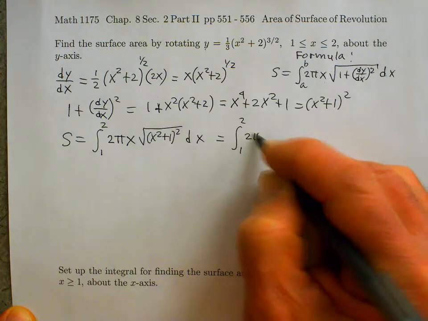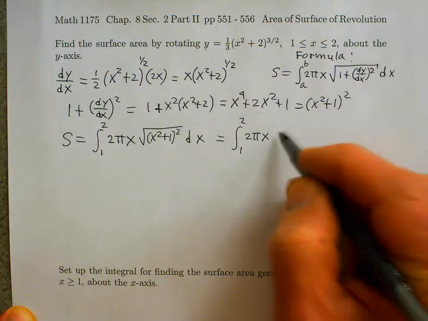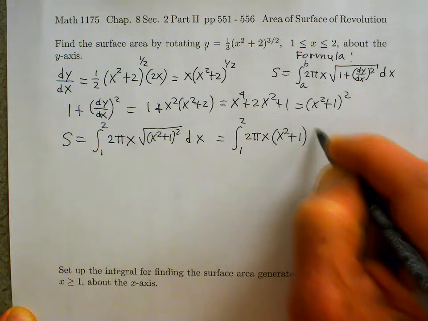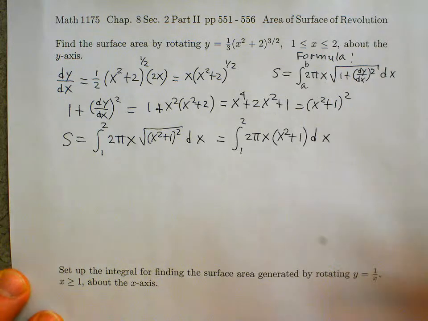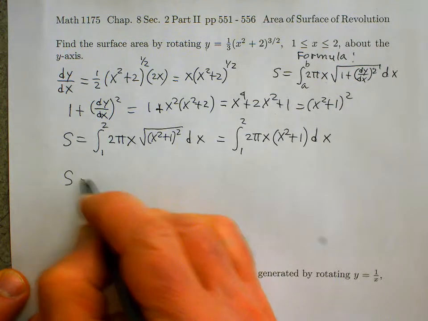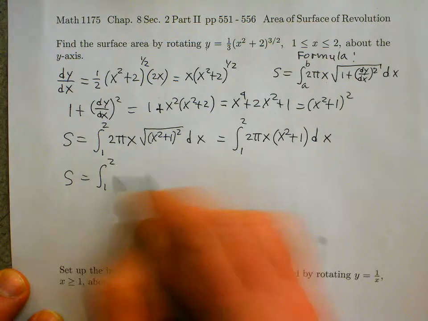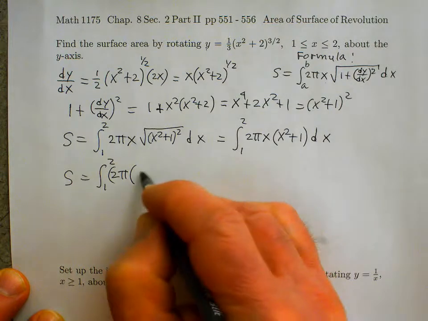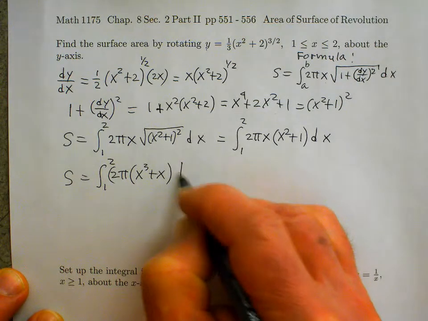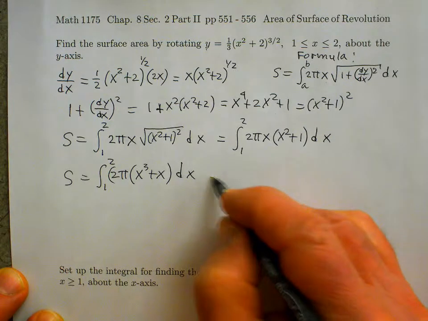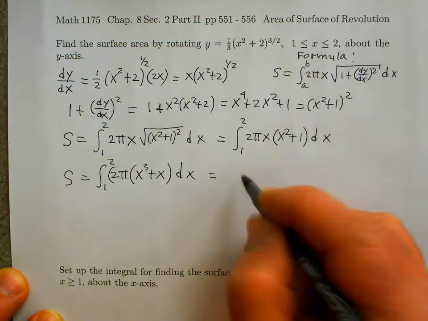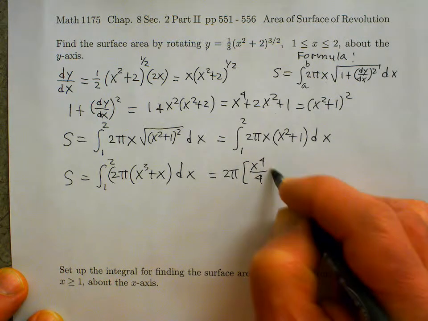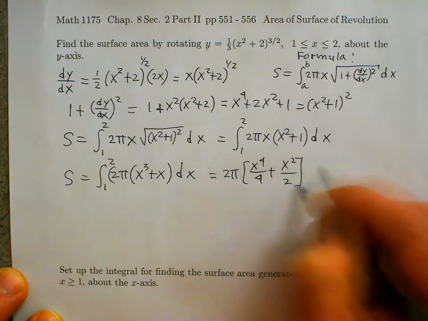So this is going to turn out to be pretty easy. The square root of x squared plus 1 squared is x squared plus 1. So we get, well, let's see, 2 pi and then (x to the third plus x) dx. So now we can find the antiderivative, 2 pi and then x to the fourth over 4 plus x to the second over 2 from 1 to 2.